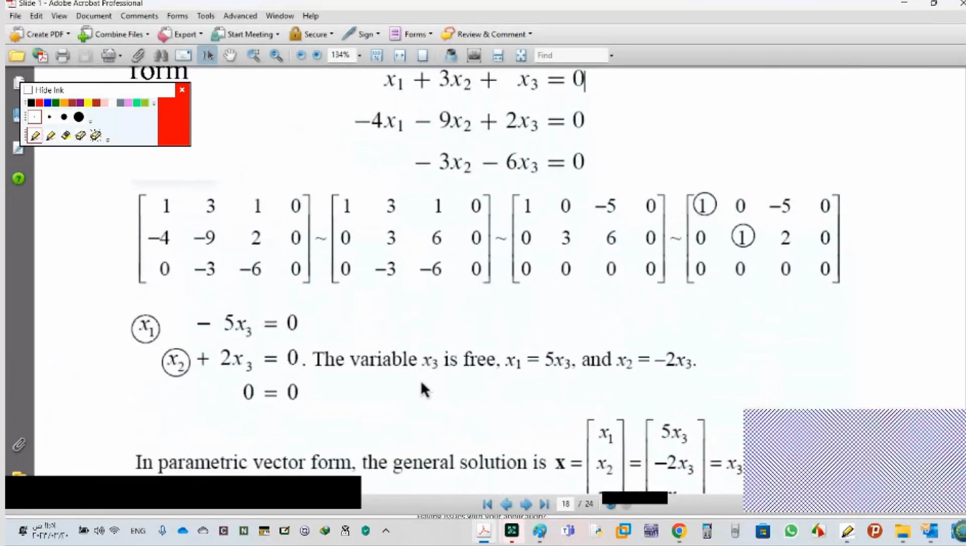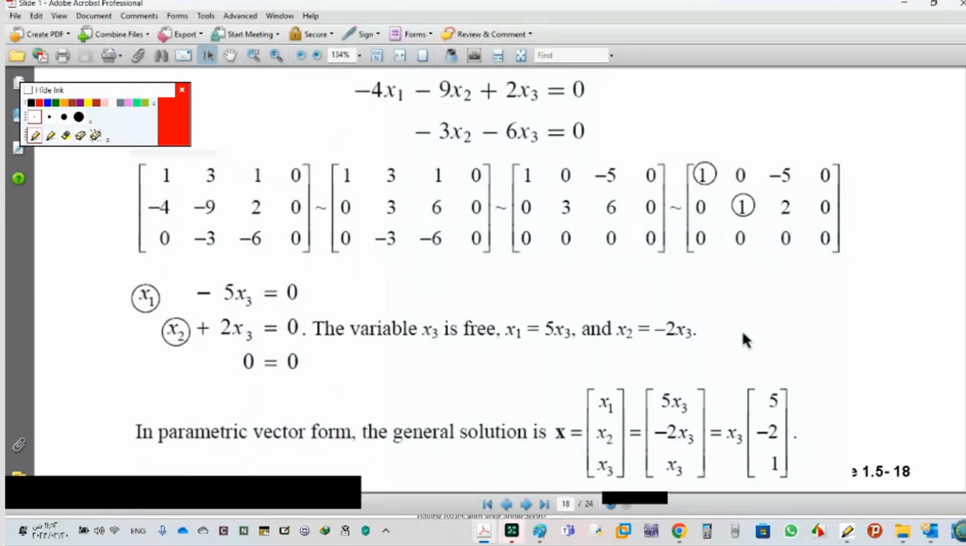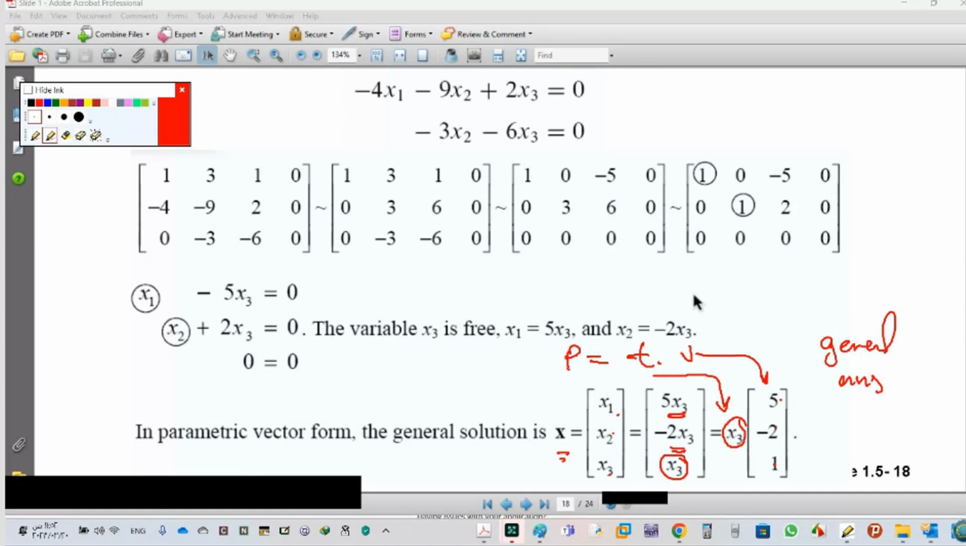Non-trivial solution. So minus x3 equals 0, and here 0 and 0 equals 0. That means x3 is a free variable. So I will write my answer in parametric vector form. See the answer here: x is x1, x2, x3, which is 5x3, 2x3, and x3. Take x3 outside, and this is 5, 2, 1. You can see it is p = t v. This is t, and this is v. And this is the general answer for this one. Again, this is a non-trivial solution. Got the answer?